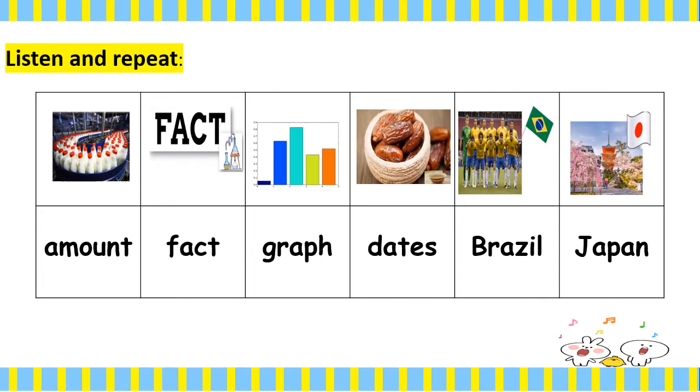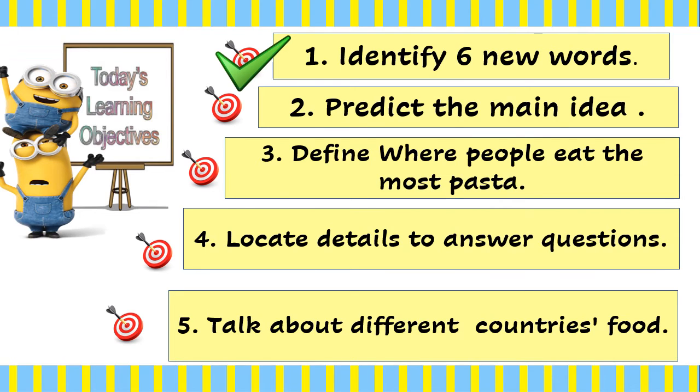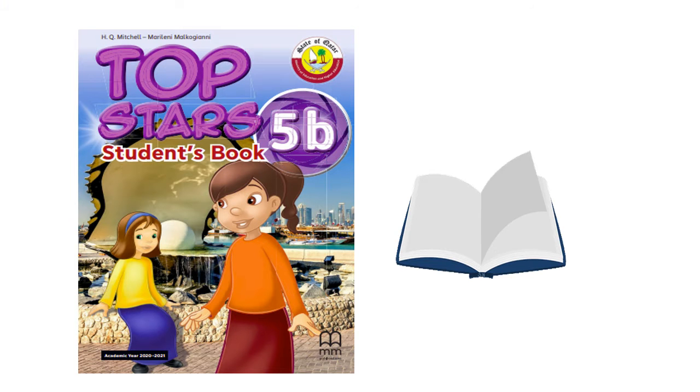Now let's revise the words. So number one is amount. Okay. The next one is fact. The next, graph. The next, dates. Brazil, Japan. Okay, so these are the words for our lesson today. So we have now finished the first objective, identifying 6 new words.